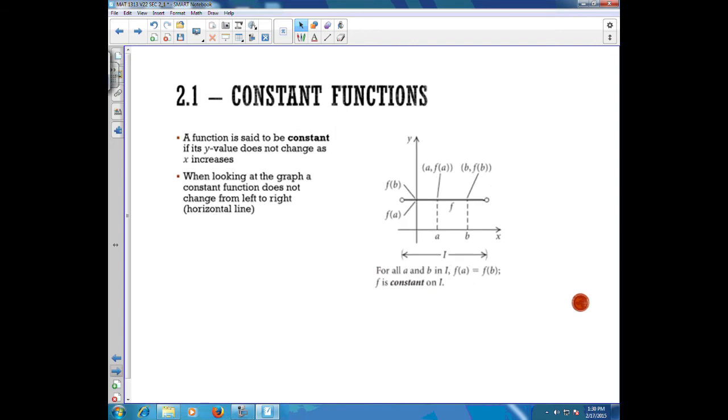And finally, a function is said to be a constant function if the y value doesn't change as x increases. So as x gets bigger, y doesn't change. Y stays the same. When looking at a constant function, there's no change from left to right. Right? What you get is a horizontal line.